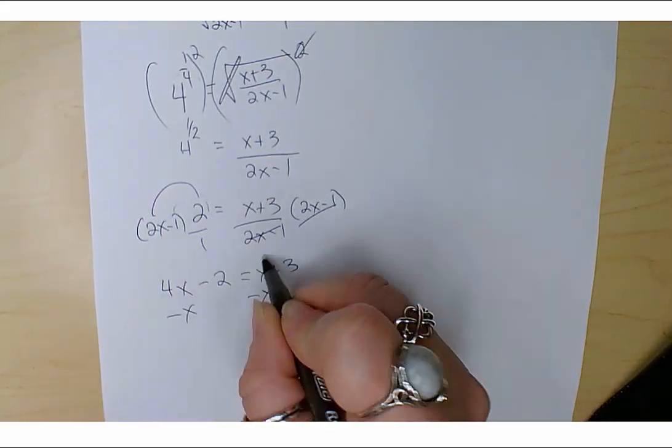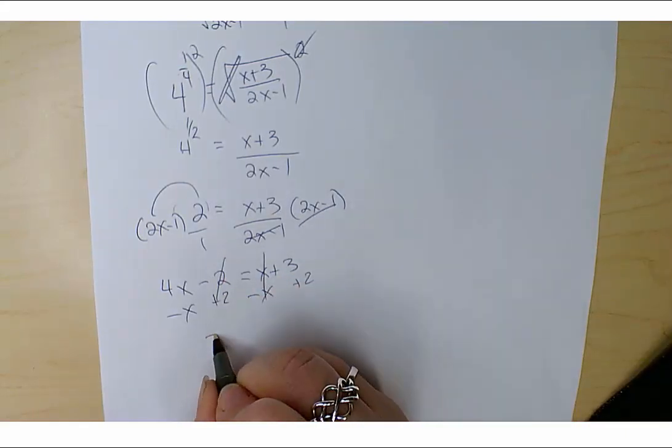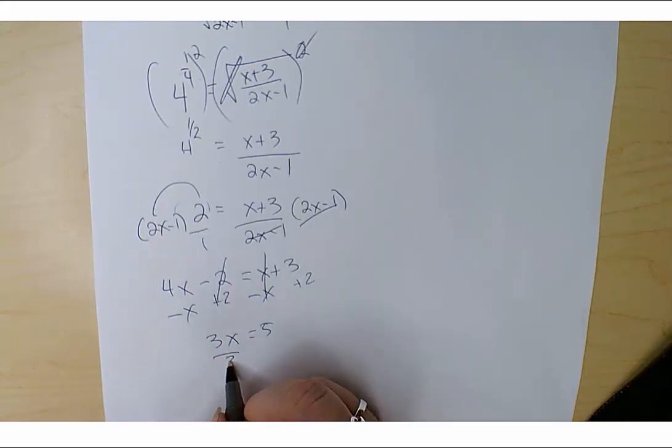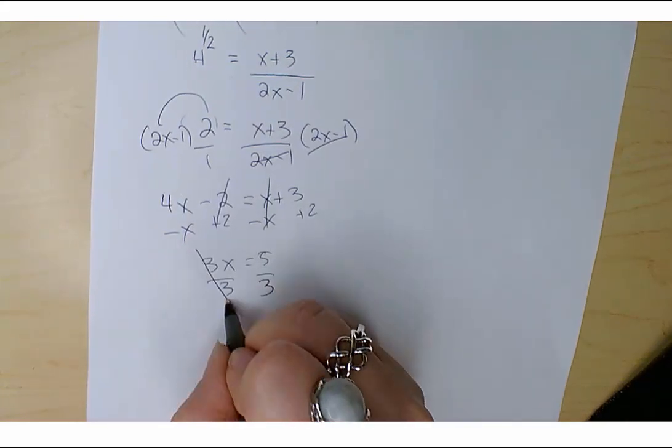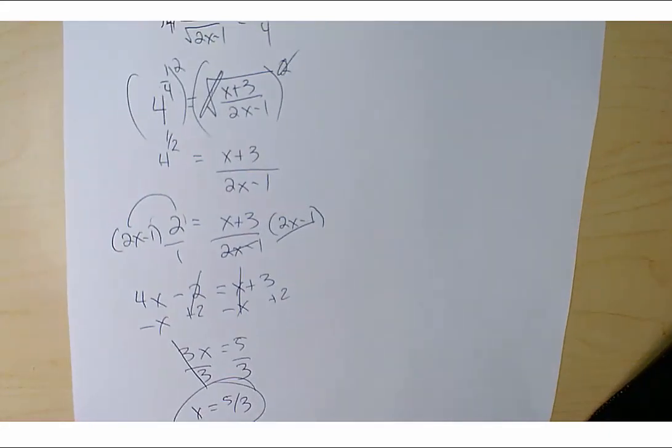Solve this for x. So subtract x on each side, add 2 on each side to get 3x is equal to 5. Or when we divide out the coefficient, we get that x is equal to 5/3.